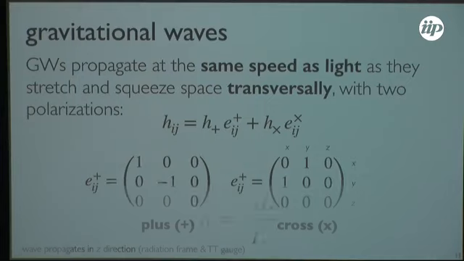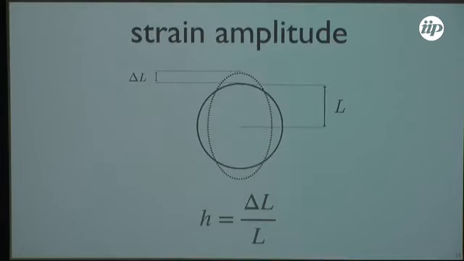So this quantity, the strain, is just the changing length over length. In these pictures I've been showing you, if I start with a circle and a gravitational wave goes by and stretches it in the vertical direction and squeezes it in the horizontal, there will be some change in the original radius of the circle, and so you can determine how strong a gravitational wave is by looking at this ratio.